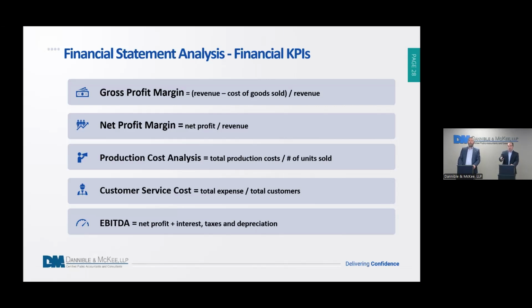The next KPI from a financial perspective is customer service cost. That'd be your total expense divided by your total customers. And then the last one there is EBITDA, which starts with your net profit. You're going to add back your interest, taxes, depreciation, and amortization to get your EBITDA.